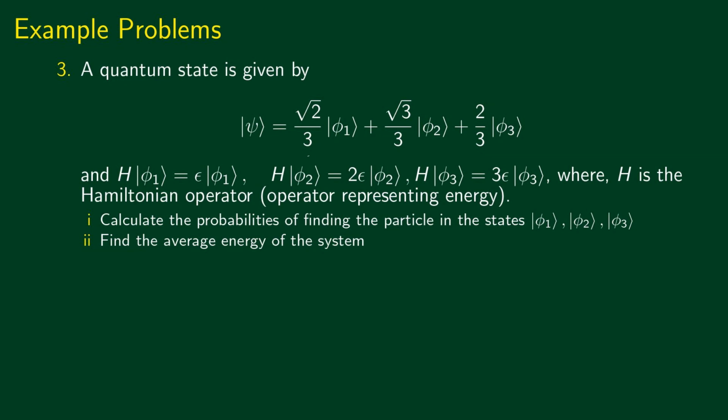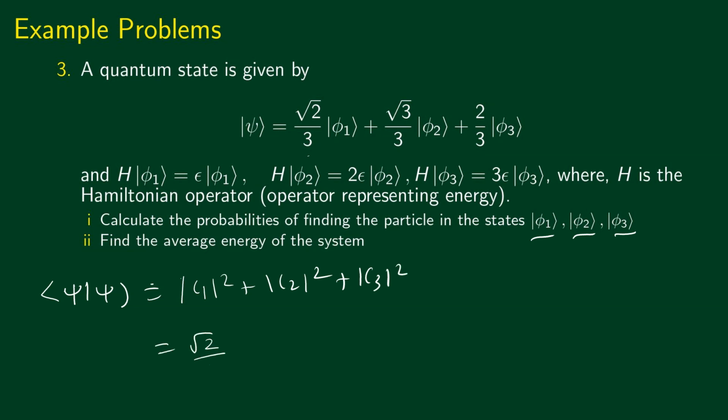Now calculate the probabilities of finding the particle in the states ket phi 1, ket phi 2, ket phi 3. First, let's check whether the state is normalized. Since this is an orthonormal basis, well, it's not explicitly stated here, so let's assume that it's an orthonormal basis, and if I do the bracket of psi with itself, what I get is modulus C1 squared plus modulus C2 squared plus modulus C3 squared.